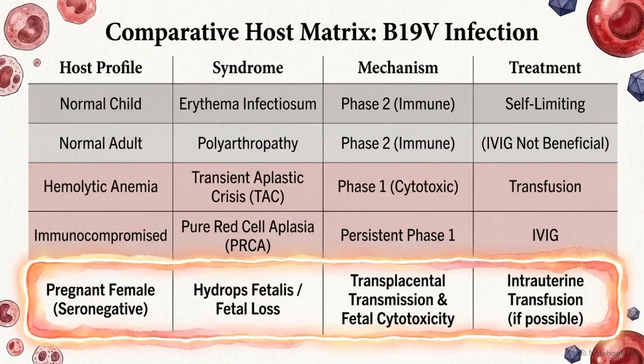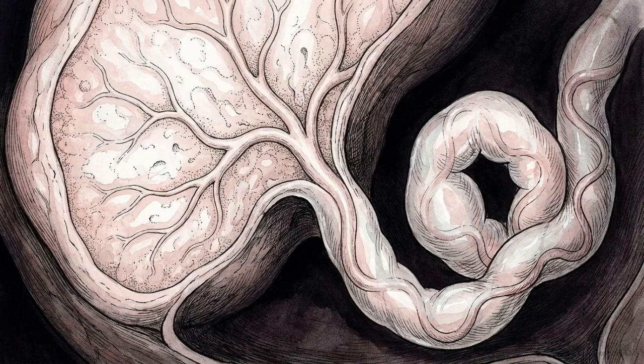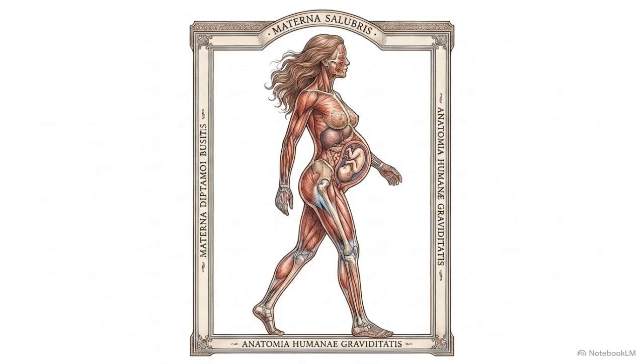The final host profile in our matrix is a seronegative pregnant female exposed to the virus. If transplacental transmission occurs, particularly before week 20 of gestation, the virus targets the developing fetal erythropoiesis. This leads to severe fetal anemia and non-immune hydrops fetalis. While the virus destroys fetal red blood cells, Parvovirus B19 is non-teratogenic. It does not cause congenital malformations. The mother herself often shows no signs of infection.